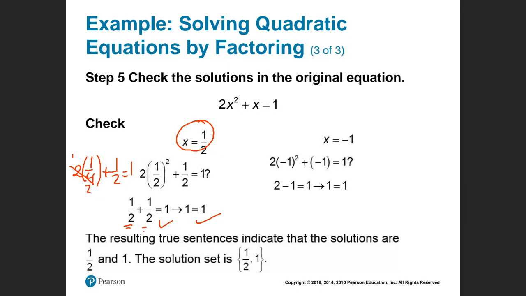Now check for x equals negative 1. Replace x with negative 1. 2 times negative 1 squared plus negative 1 equals 1. Negative 1 times negative 1 becomes positive, so 2 times positive 1 is 2. Positive times negative is negative, so we have 2 minus 1 equals 1. Yes. So the resulting true statement indicates that the solutions are a half and negative 1. So the solution set is a half and negative 1.